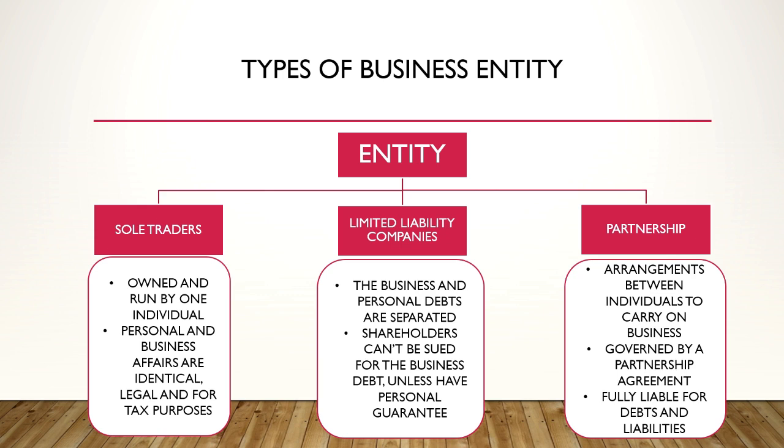The sole trader is owned and run by one individual. Personal and business affairs are identical, legal, and for tax purposes. For partnership, arrangements between individuals to carry on business, governed by a partnership agreement, fully liable for debts and liabilities. While the last type of business entity is limited liability companies. The business and personal debts are separated. Shareholders can't be sued for the business debt unless they have a personal guarantee.